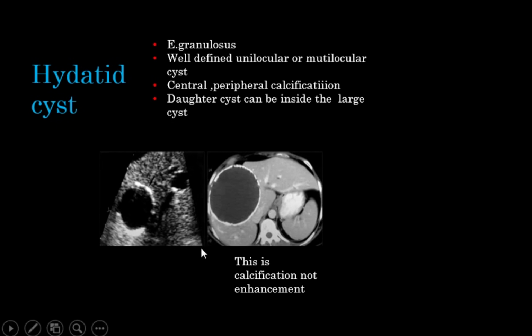Hydatid cyst is caused by Echinococcus granulosus, well defined, could be unilocular or multilocular. There is calcification, either central or peripheral. No, peripheral. Only peripheral? Yes. It contains fluid. The wall of the daughter cyst can calcify, but it's again the wall of the cyst, not central. I mean the wall of the cysts which are in the center of the larger cyst. So it can be a unilocular cyst or a large cyst containing multiple daughter cysts. Calcification can happen in the cyst wall or in the walls of the daughter cysts.